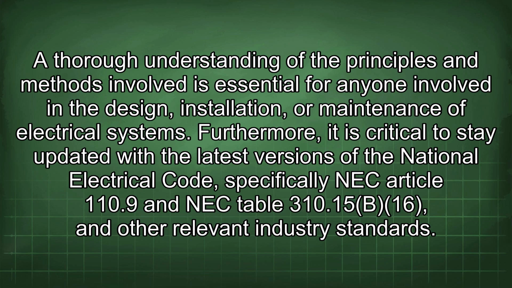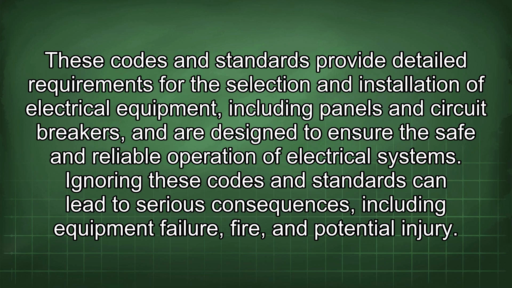Furthermore, it is critical to stay updated with the latest versions of the National Electrical Code, specifically NEC Article 110.9 and NEC Table 310.15(B)(16), and other relevant industry standards. These codes and standards provide detailed requirements for the selection and installation of electrical equipment, including panels and circuit breakers, and are designed to ensure the safe and reliable operation of electrical systems. Ignoring these codes and standards can lead to serious consequences, including equipment failure, fire, and potential injury.